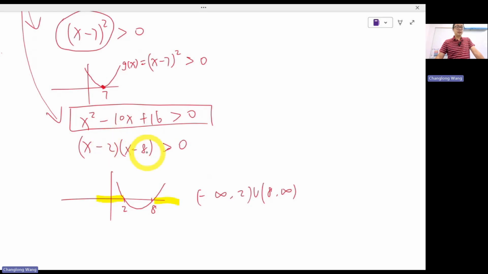And -2, -8 most likely gets you +16. Add this to be -10. And now you see that there are two zeros. One at 2, the other at 8. With a positive leading coefficient, so it's an upward open parabola, intersects the 2 points. Then you want that to be positive, right? Therefore, it's to the left of 2 or to the right of 8, not inclusive. Right? That's all you have to do.